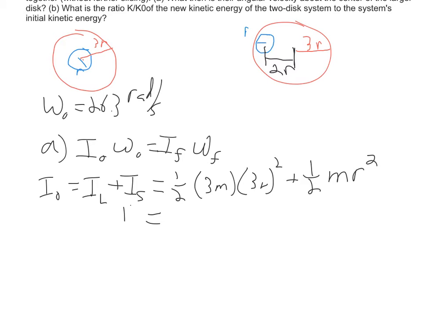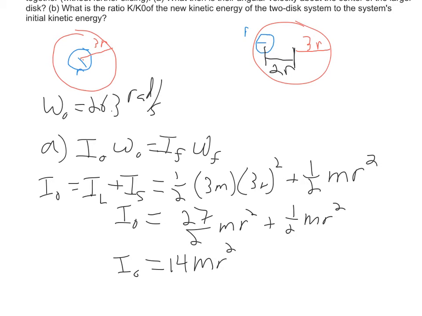Alright, so our I initial then, we should be able to figure out. So 3r squared is 9r squared times 3 is 27. So we have 27 over 2 mr squared plus 1/2 mr squared. And so that should come out to be 28 halves, or 14 mr squared. I'm not sure if other people have different numbers, but that's what it should come out to be in this case. So, we got I initial.